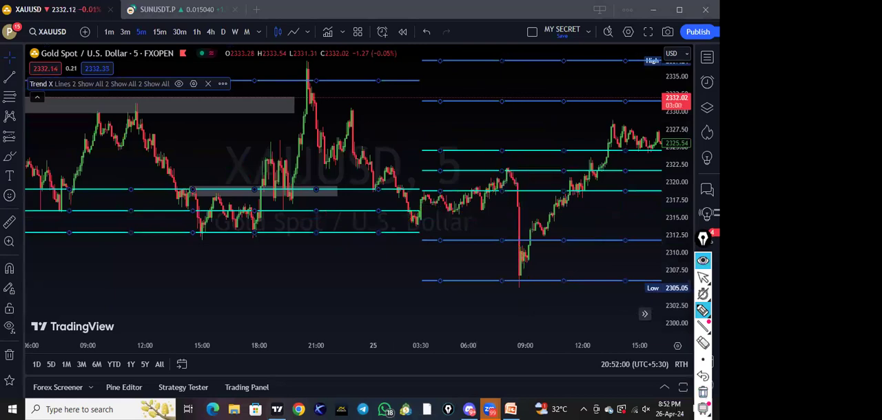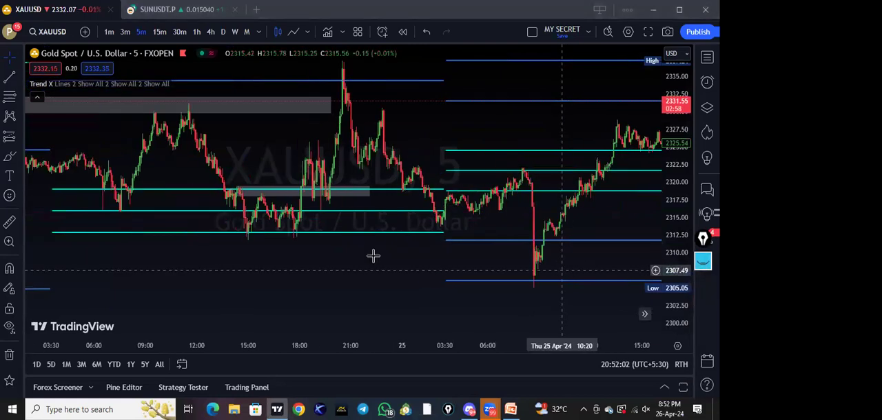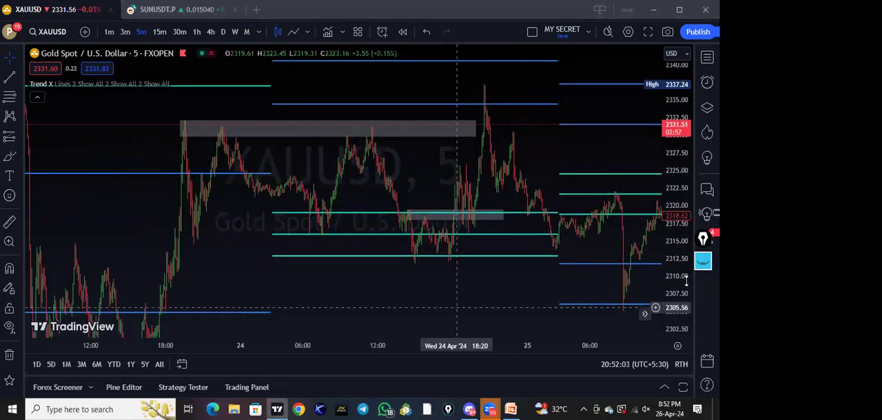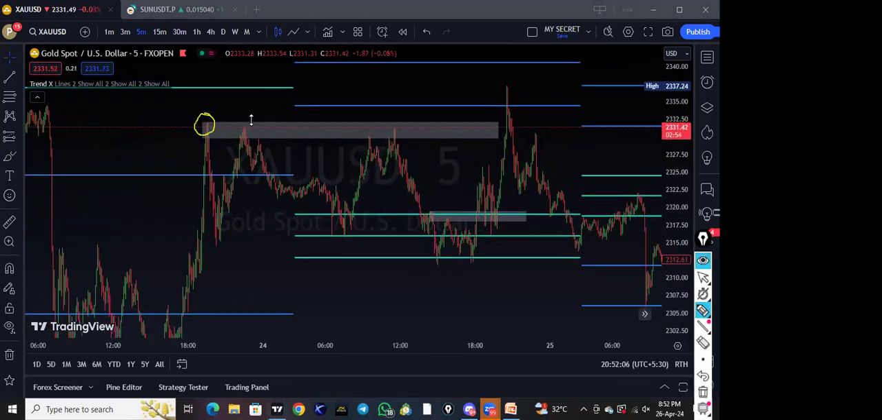Please, everyone, try to mark those zones. Whenever you see 2 or 3 touches, where it was working like resistance or support, you just mark that zone. For the next day, definitely it will work as a resistance or support.